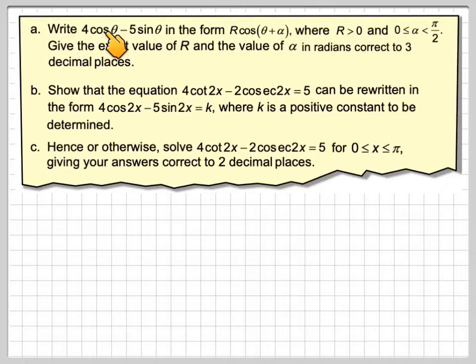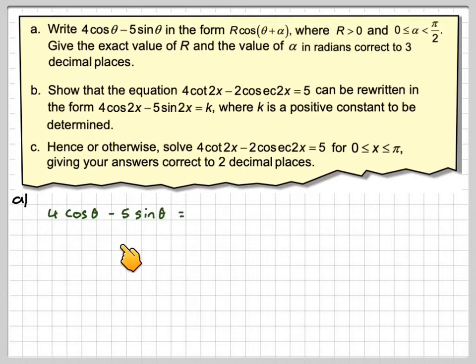Okay, write 4 cos theta plus 5 sine theta in the form r cos(theta plus alpha), where r is greater than 0 and alpha is between 0 and pi by 2. Give the exact value of r and the value of alpha in radians, correct to 3 decimal places. Right, let's just do that first. So the rest of the question will appear in the video.